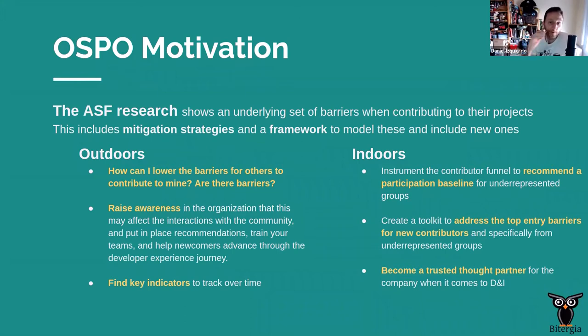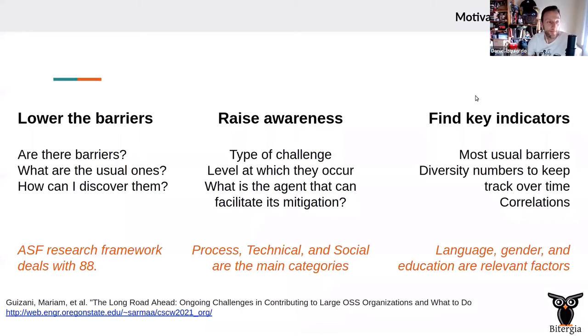And from the point of view of the indoors, there are other things, right, that we can discuss. So specifically in the case of the outdoors, or you know, the public relations of our corporation, probably one of the questions that we have is, are there barriers and what are the usual ones? Because once we understand this, then we can think of specific policies that we can put in place, right? Indeed, specifically in the case of the ASF, for the research framework, we discovered 88 different barriers that were split into three main categories. We'll see about this later.